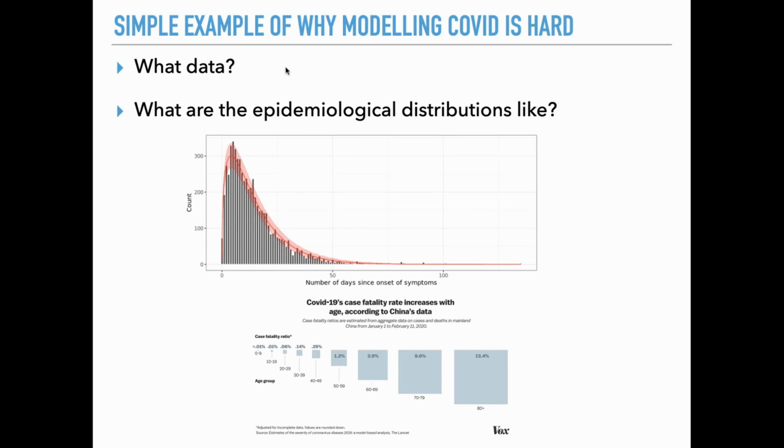Death data is somewhat more reliable, but of course you then need to connect infections to death. And to connect infections to death, you need to know what's the average amount of time that passes until someone dies when they get symptoms. And so we need to establish this distribution from hospitalization data.